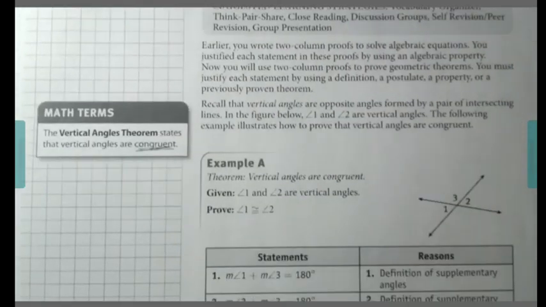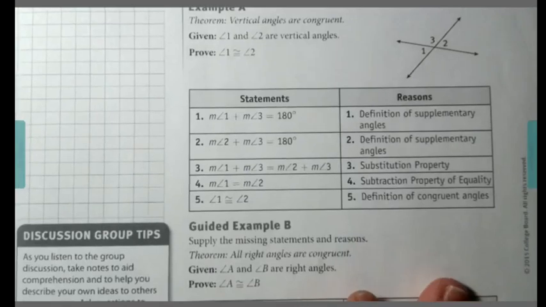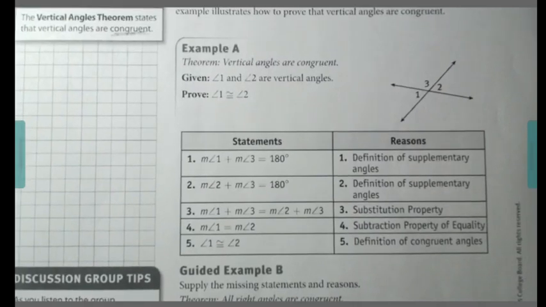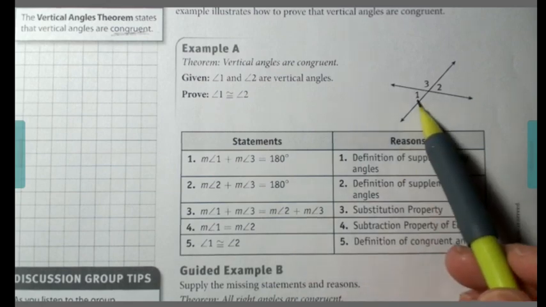We're going to be chunking this lesson into 4 separate sections. And the first section is going to cover example A and example B. Let's take a look at example A. Example A says, theorem, vertical angles are congruent. Given, angle 1 and angle 2 are vertical angles. Prove, angle 1 is congruent to angle 2. And they've given you a picture.